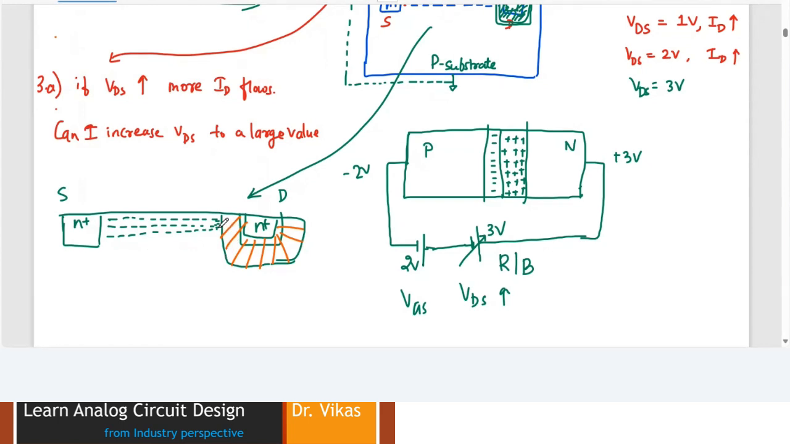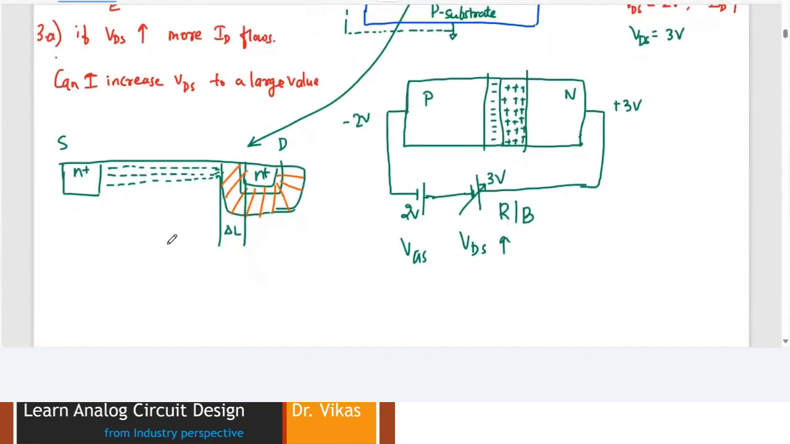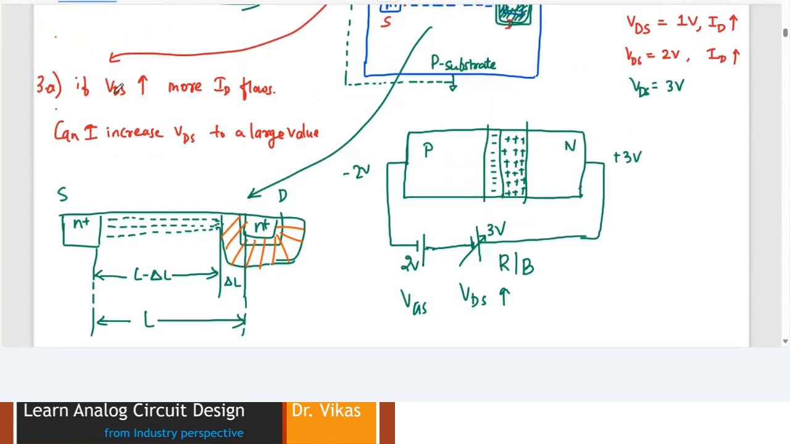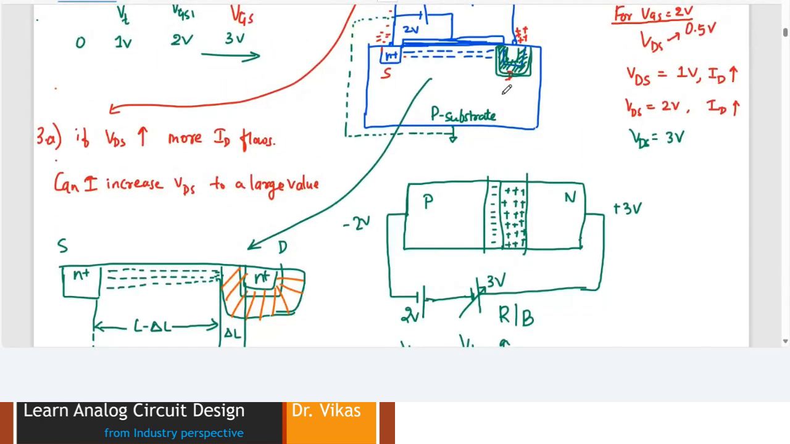So if I consider this as a small length delta L and this being your earlier length of the channel as L, this would be L minus delta L. That means if you think I can get more current by increasing this VDS, we are absolutely wrong, because the moment I keep on increasing this VDS, the reverse bias action of your PN junction comes into the picture, and that is going to eat up some portion of the channel, and this action would disconnect the channel from the drain.